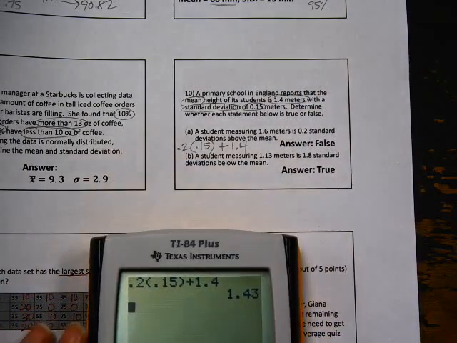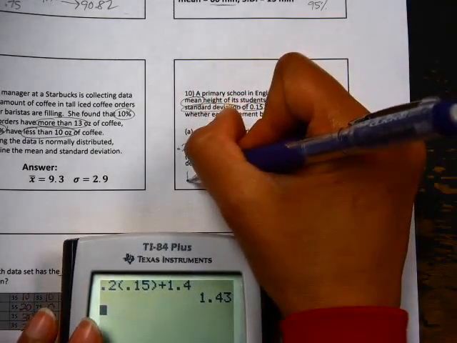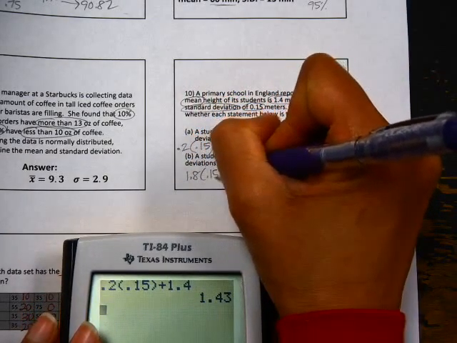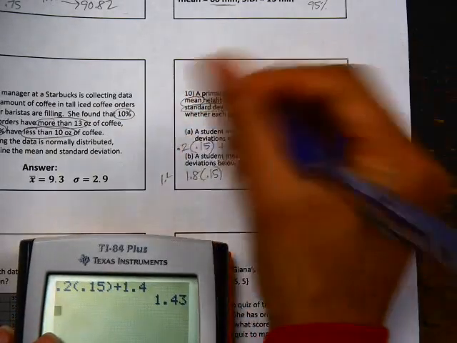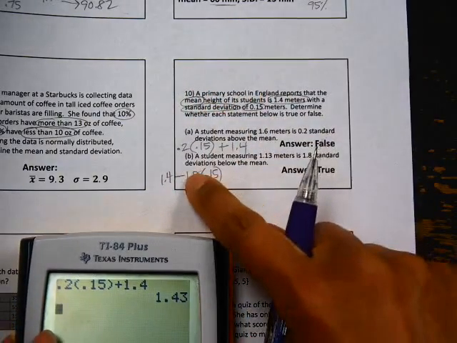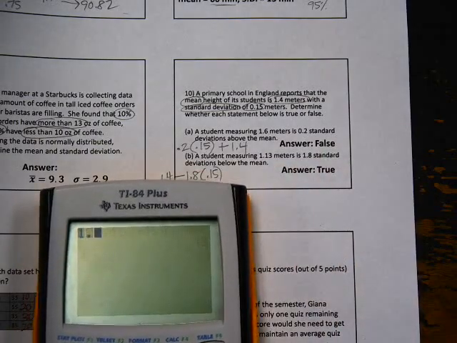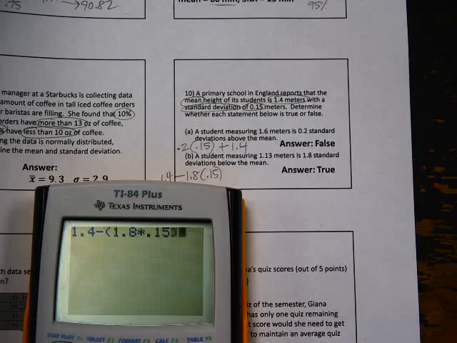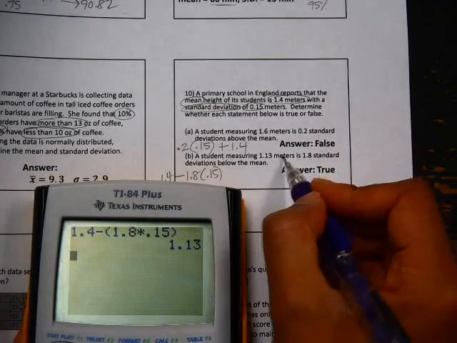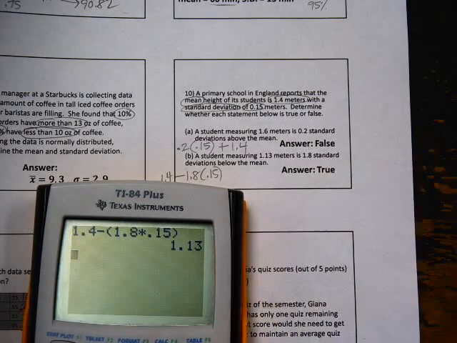A student measuring 1.13 meters is 1.8 standard deviations below the mean. So I would want to take the mean and subtract 1.8 standard deviations. And that gives us 1.13, which is correct. This is a true statement.